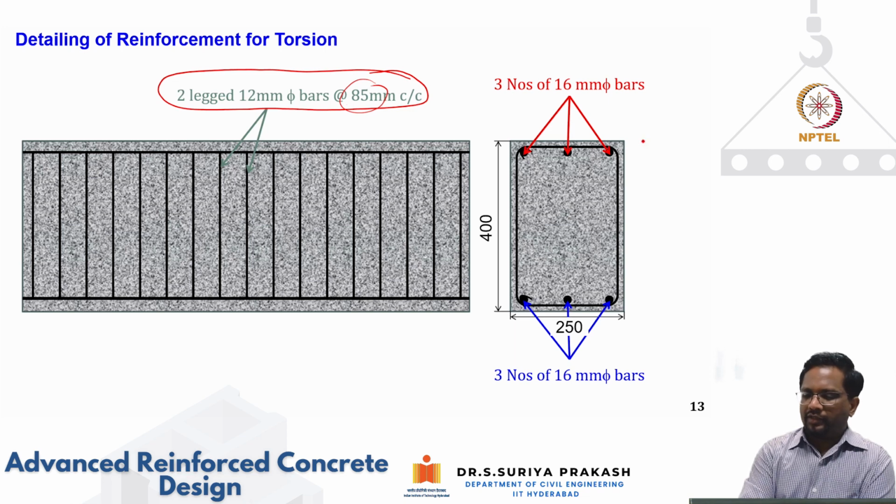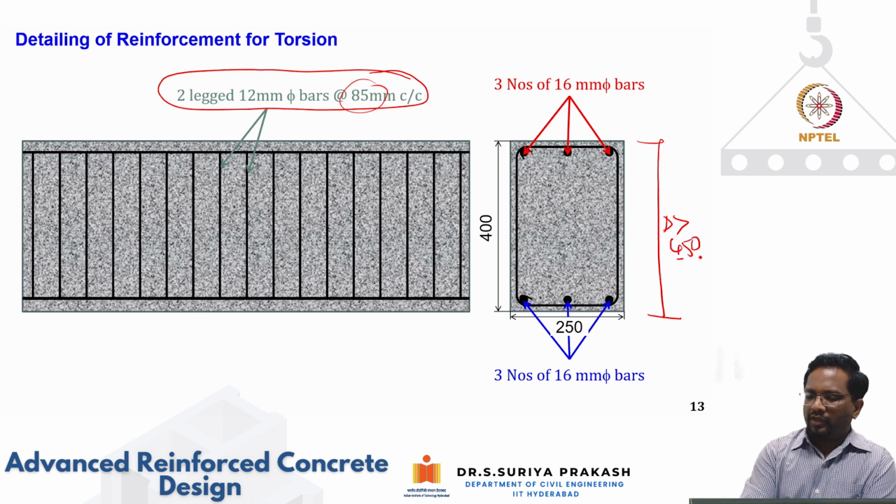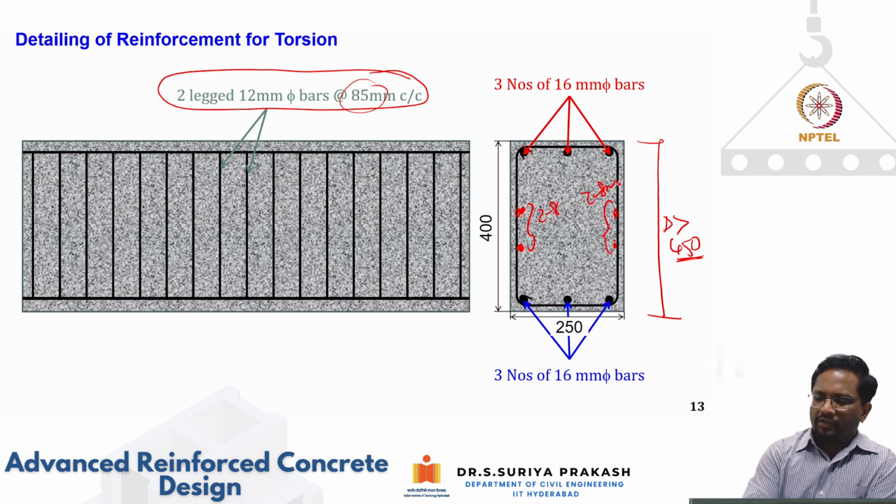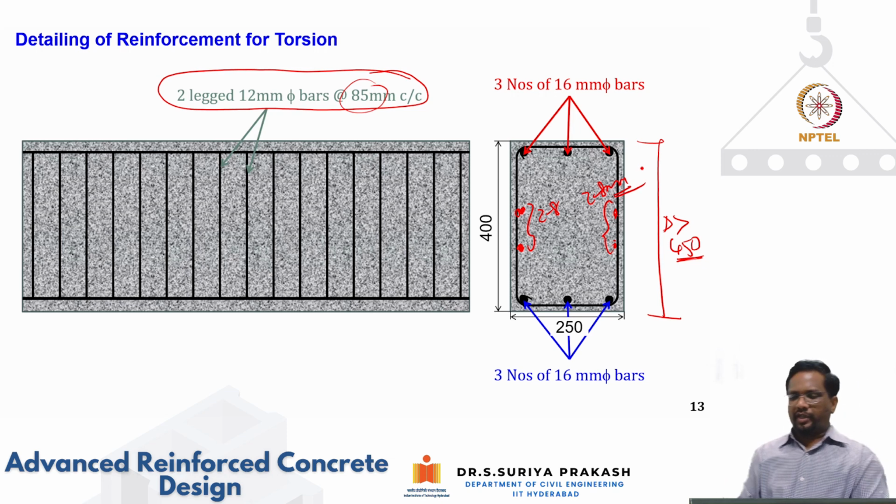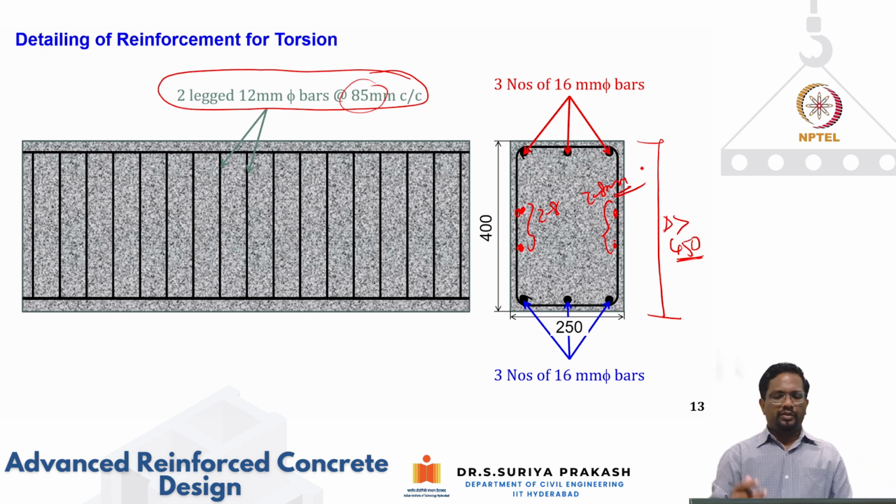Now you can see here this dimension is 400. If this D has become more than 450, then I need to put some side face reinforcement also. It's actually a good practice. Even though this is 400, I can put some very nominal side face reinforcement also. So that could be, say, basically I can put two 8 bars on each side. That will be good practice. So that will help in controlling the crack width. Okay. So this is all good detailing.